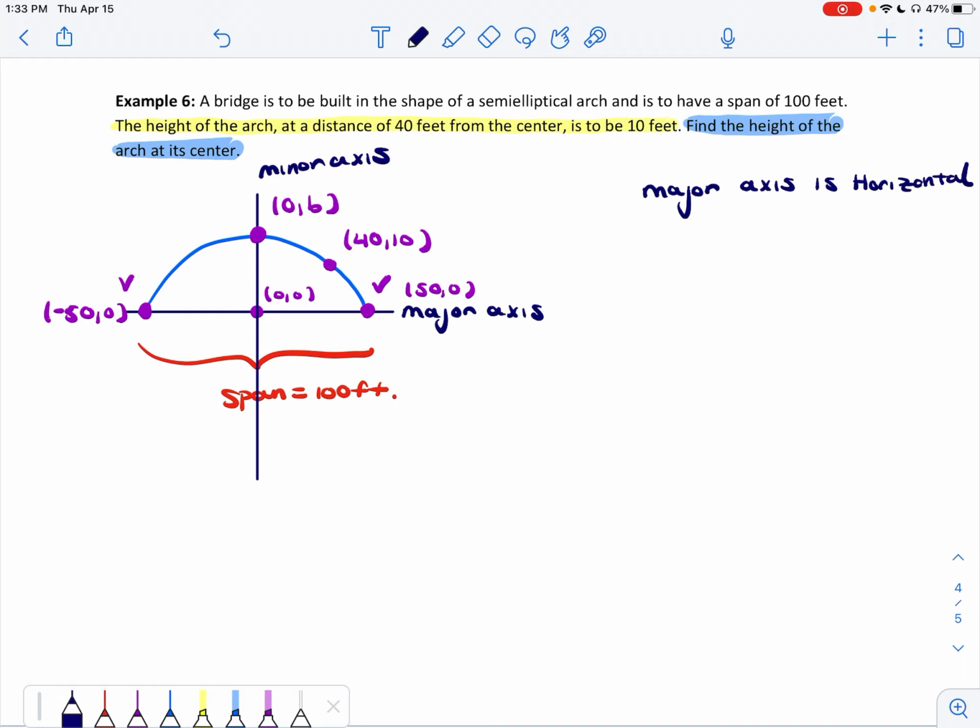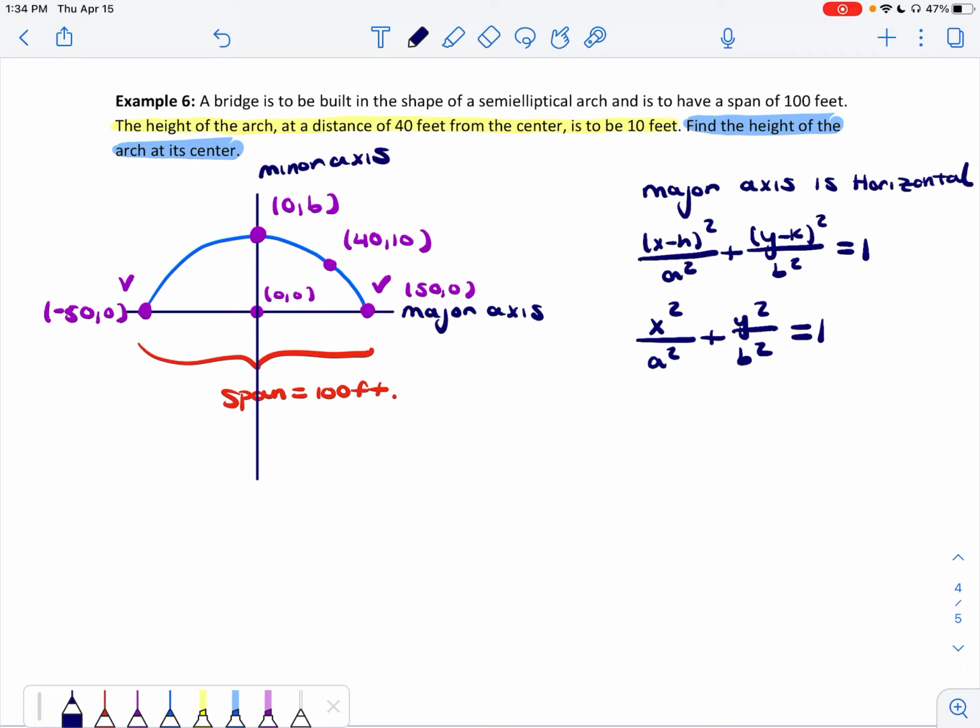So the way that we've drawn it out here, we can see that the major axis is horizontal. Which means we're working with the equation (x minus h) quantity squared over a squared plus (y minus k) quantity squared over b squared is equal to 1. Okay. For simplicity, we are just assuming that the center is at 0, 0, and that of course is our h and k. So we would have x squared over a squared plus y squared over b squared is equal to 1.